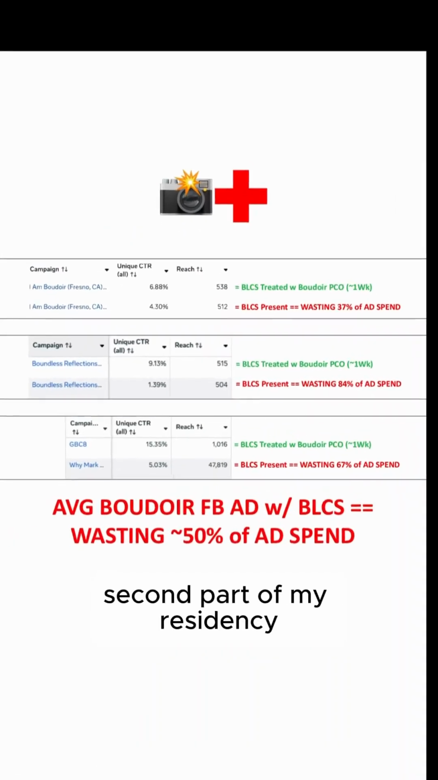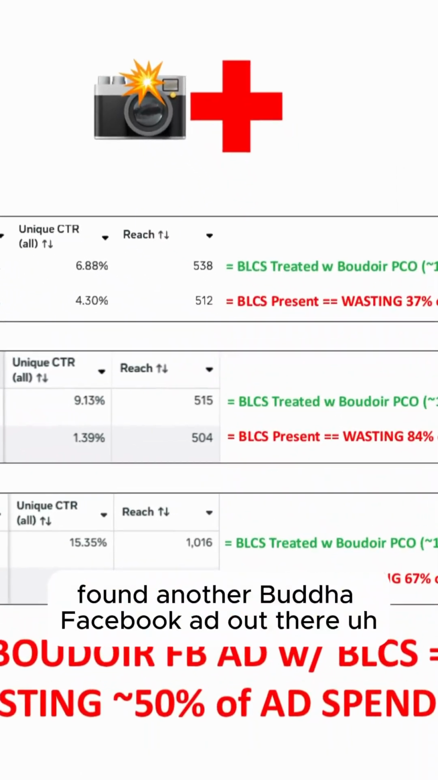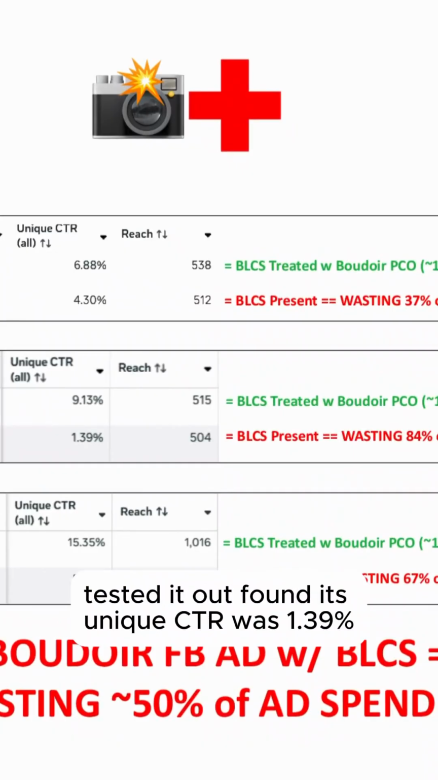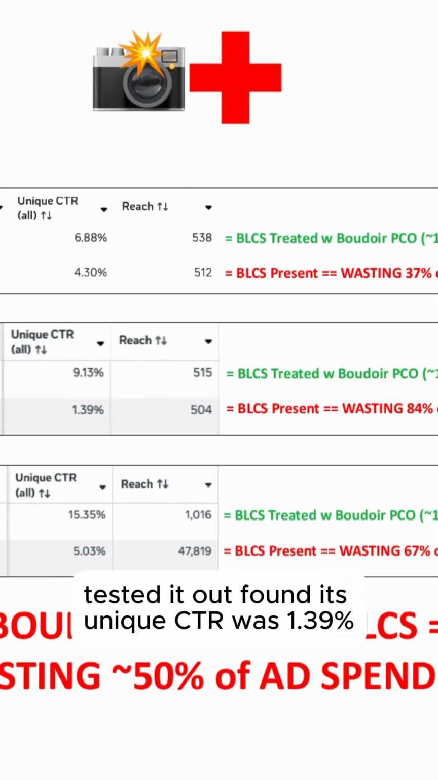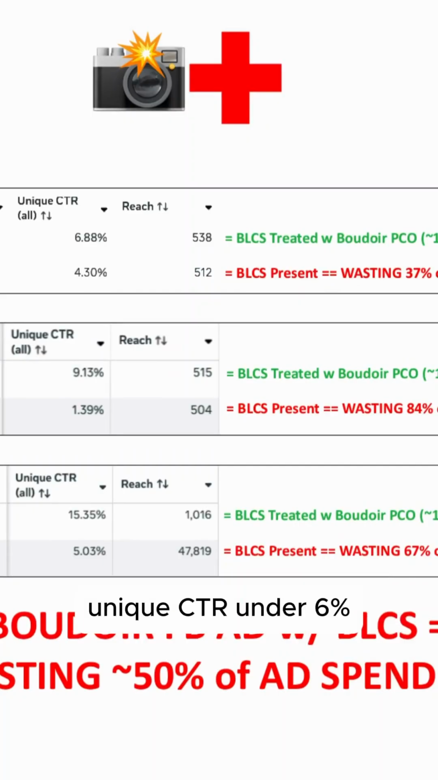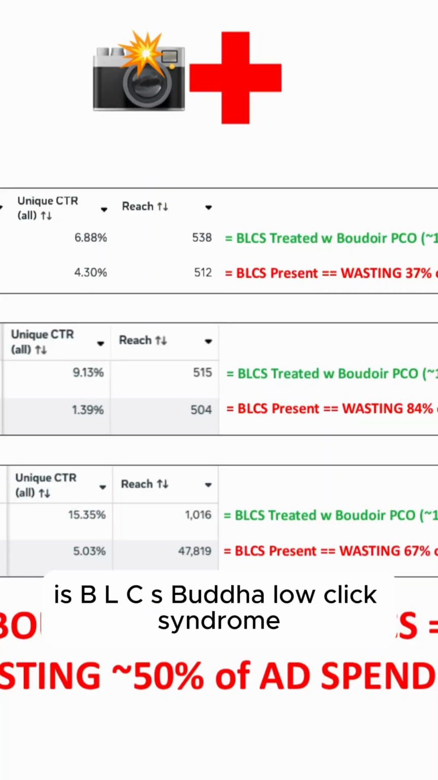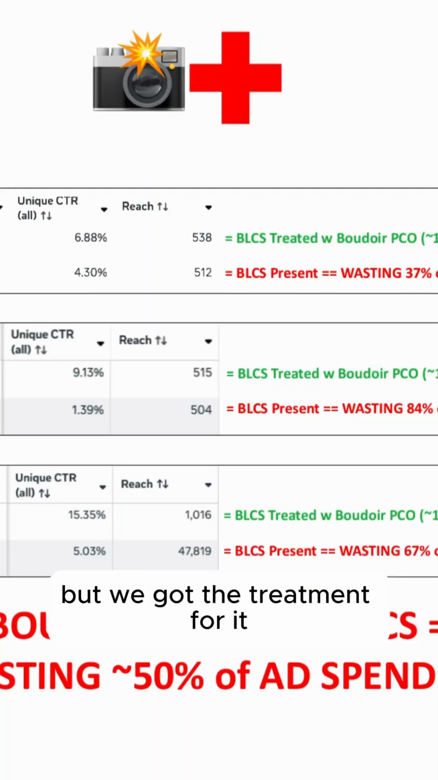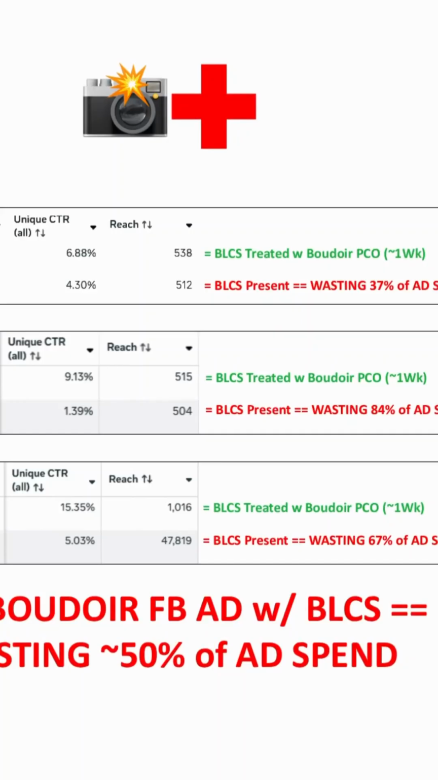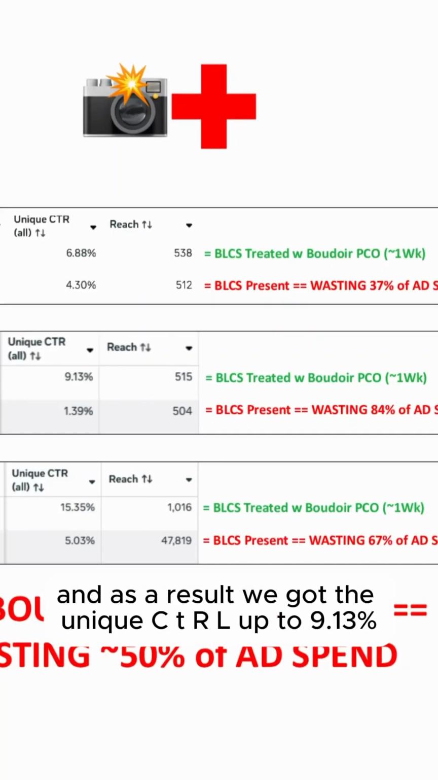All right, second part of my residency, found another boudoir Facebook ad out there in the marketplace, brought it to the hospital, tested it out, found its unique CTR was 1.39%. So we discovered that BLCS was present. Unique CTR under 6% is BLCS, boudoir low click syndrome, but we got the treatment for it. BLCS treatment with boudoir Pico takes about a week. And as a result, we got the unique CTR up to 9.13%.